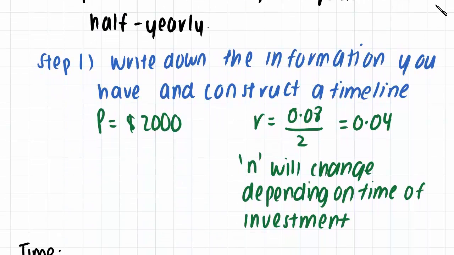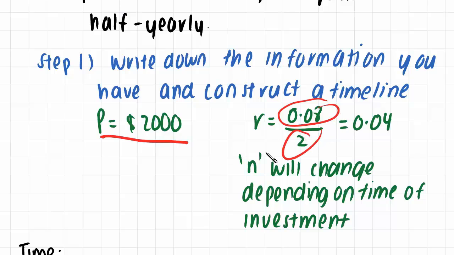Okay, so first, in step one, we write down the information you have and then construct a timeline with that. So we have the principal equals 2,000. The quoted rate is 8% divided by 2, which is the number of compound periods per year. That gives us 0.04 as the compounded interest rate per period. And then N will change depending on the time of investment, okay?